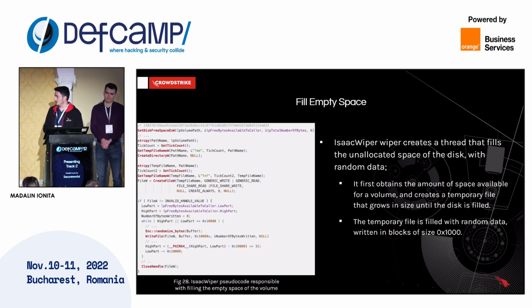Isaac Wiper has an interesting approach in which it creates a thread for each partition, reads the partition's available space, creates a file, and starts writing to that file. This will basically overwrite all the free space in the partition, making data recoverability harder, because having junk in the unused pages can make an incident responder's life harder.